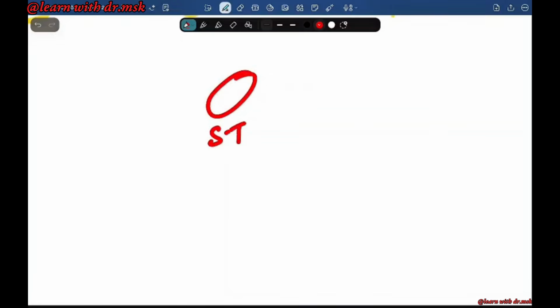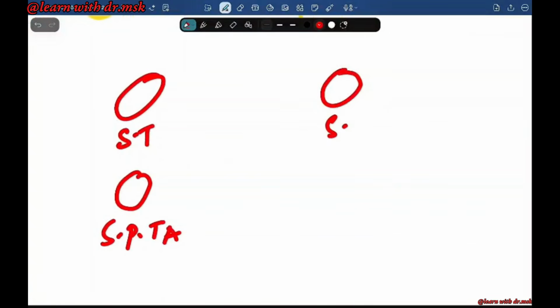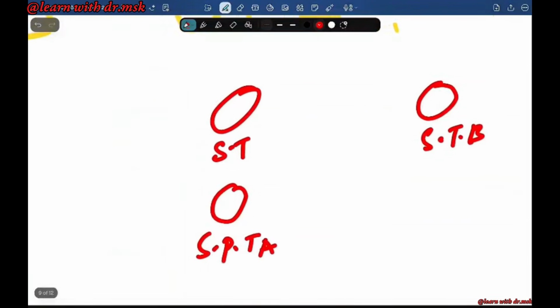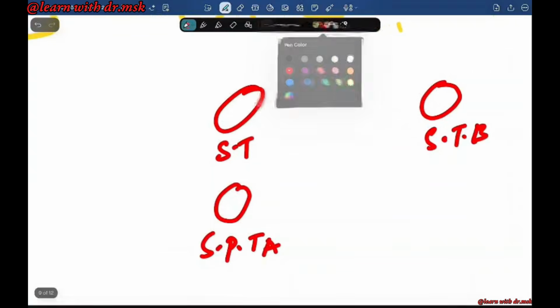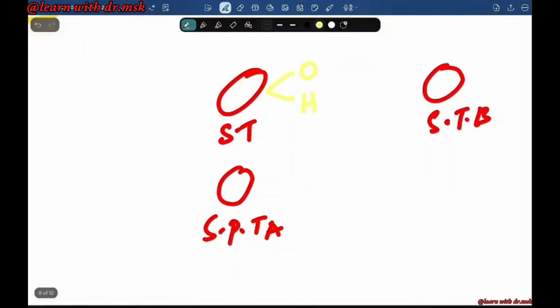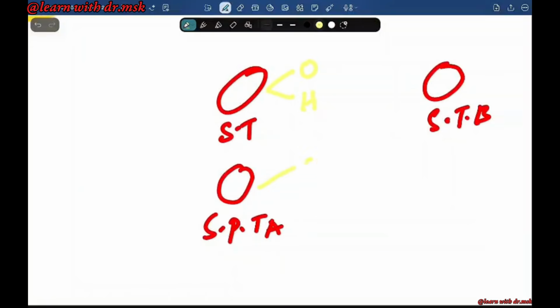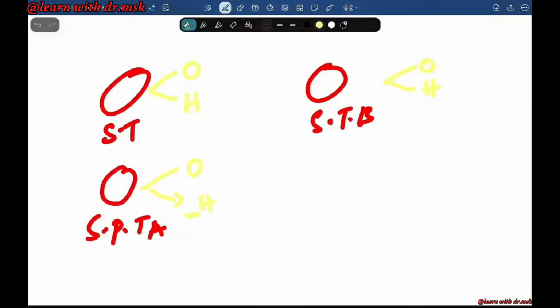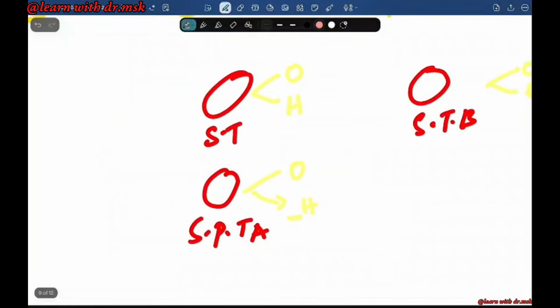Okay, this is Salmonella typhi, this is Salmonella paratyphi A, and this is Salmonella paratyphi B. See, Salmonella typhi exhibits two types of antigen: O antigen and H antigen. Salmonella paratyphi also exhibits O antigen and H antigen, and likewise for the others. Simply clear. Okay, next.